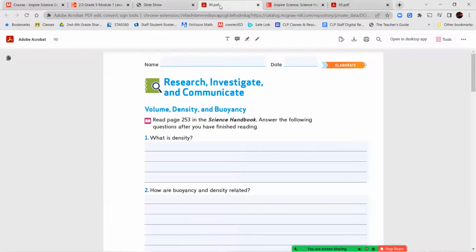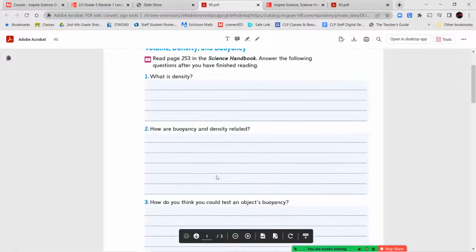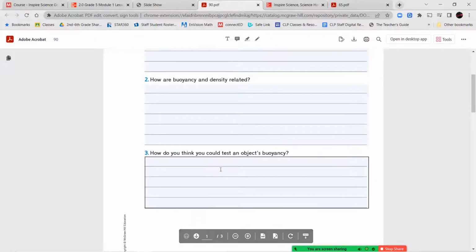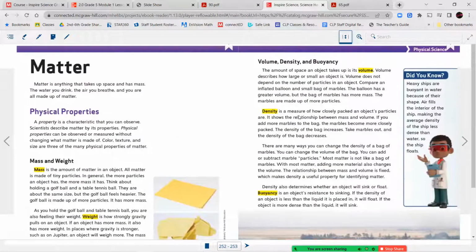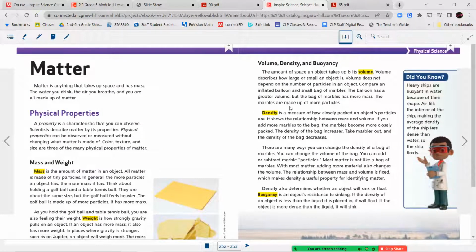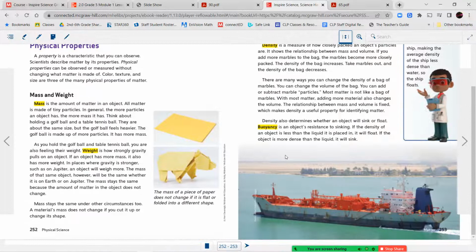All right, let's jump back into our pages. So what is density? How are buoyancy and density related? And how do you think you can test an object's buoyancy? All of those are going to be in these four short paragraphs here.